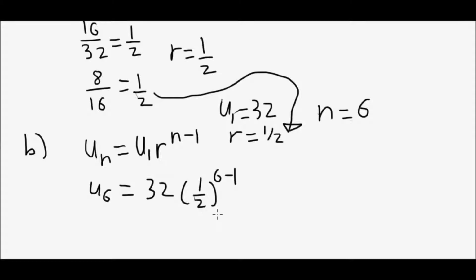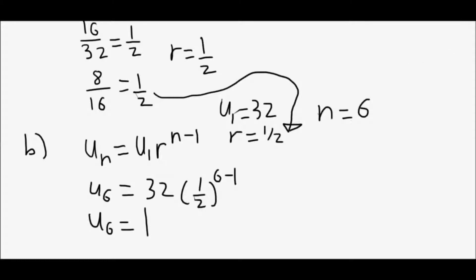So quite simply, I'm going to get 0.5 and put that to the exponent of 5. So 0.5 to the power of 5, since it's to the power of 6 minus 1. And I'm going to multiply that number by 32. Now, this tells me that u of 6 is equal to 1.